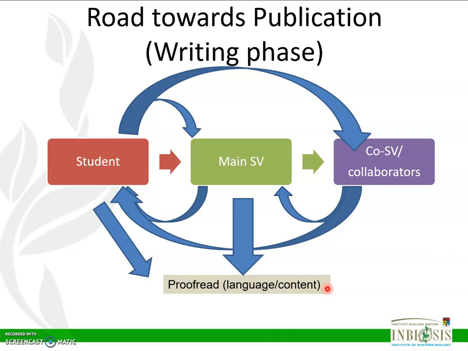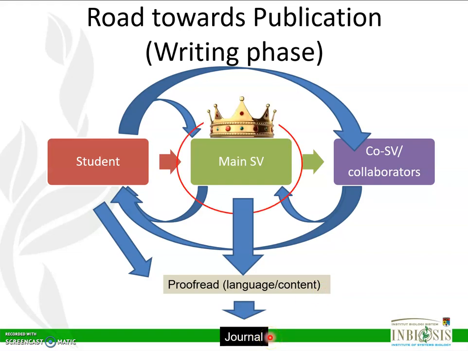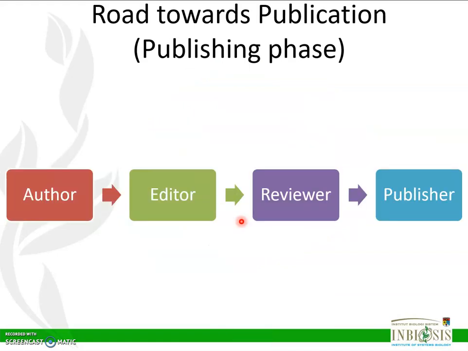the acknowledgement section. Then we'll submit it to the journal, and in this case the main supervisor acts as the king or queen of this whole main process. In terms of publishing phase, we have four parties here: the author, editor, reviewer, as well as the publisher. Of course, once the corresponding author submits the paper, it will be read by the editor and will decide whether it is worth enough to give it to the reviewer for reviewing process.